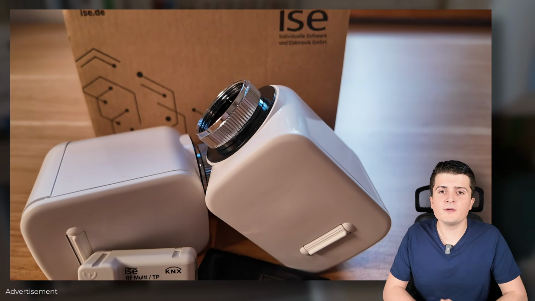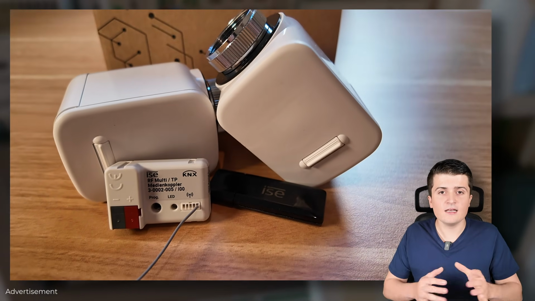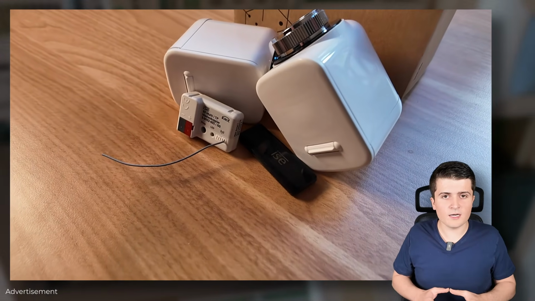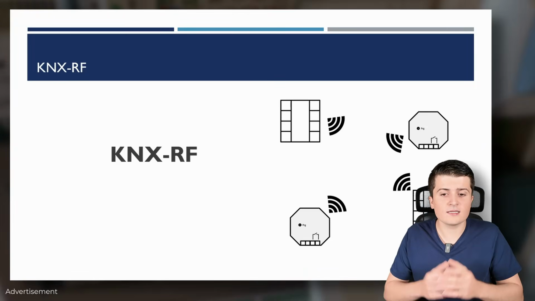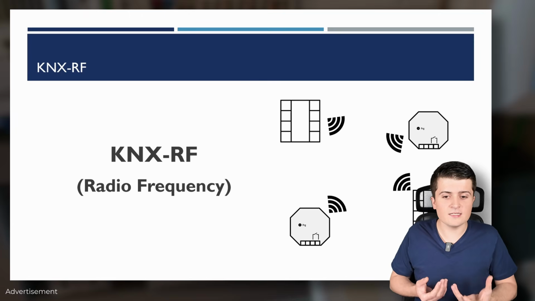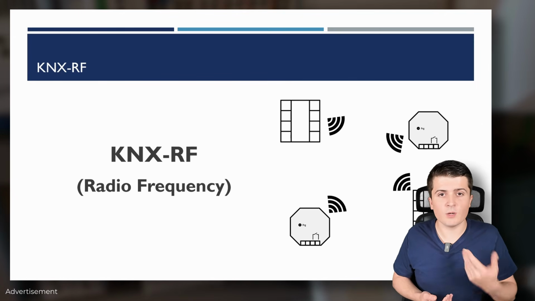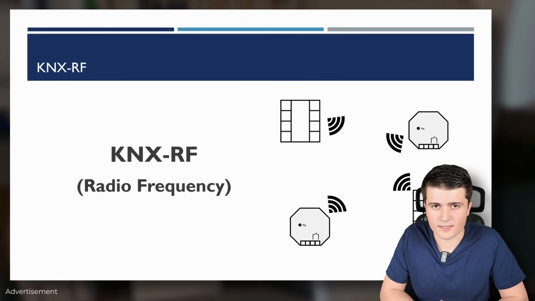But before we jump into the ETS and create our KNX RF Multi line, let us first of all talk about what KNX RF actually is. Well, KNX RF stands for KNX radio frequency. So KNX devices that communicate wirelessly instead of via the green twisted pair line.